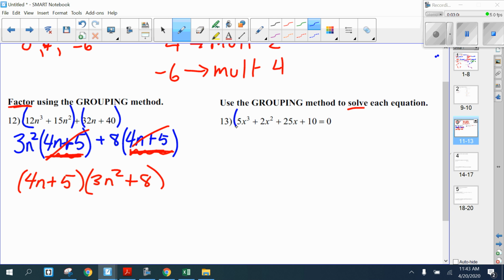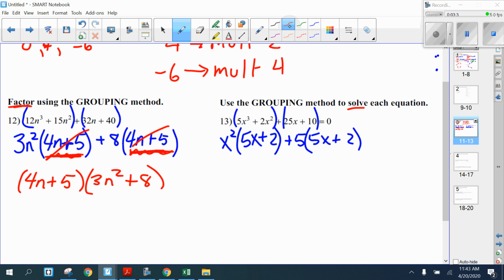Then 13 is similar, except this time we have to solve. So start it the same way. We've got these 2 groups. In the first group, I see they both have x squared in common. x squared times 5x plus 2. In the second group, both those numbers have a 5 in common. So take out a 5, and remember, it's distributive property, 5 times 5x, and 5 times 2.